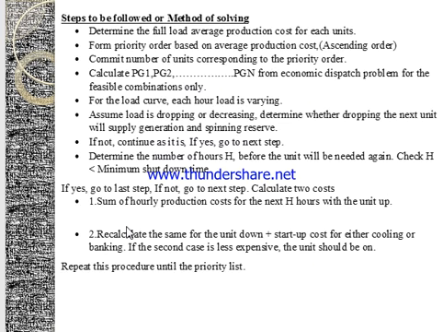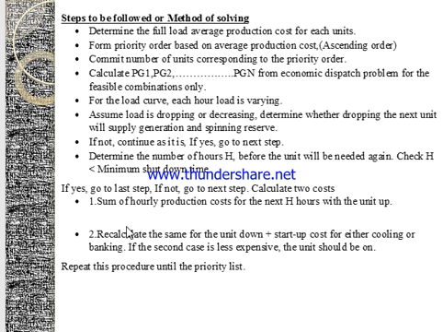Next, regarding the steps to be followed, the first step is to determine the full load average production cost for each unit. Then we form the priority order based upon the average production cost in ascending order, and then commit the number of units corresponding to the priority order. We can calculate PG1, PG2 till PGN from the economic dispatch problem for the feasible combinations only.